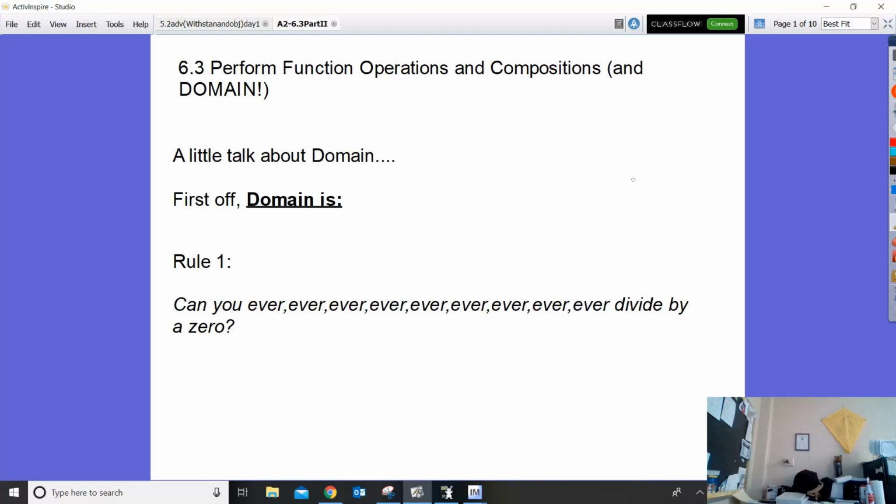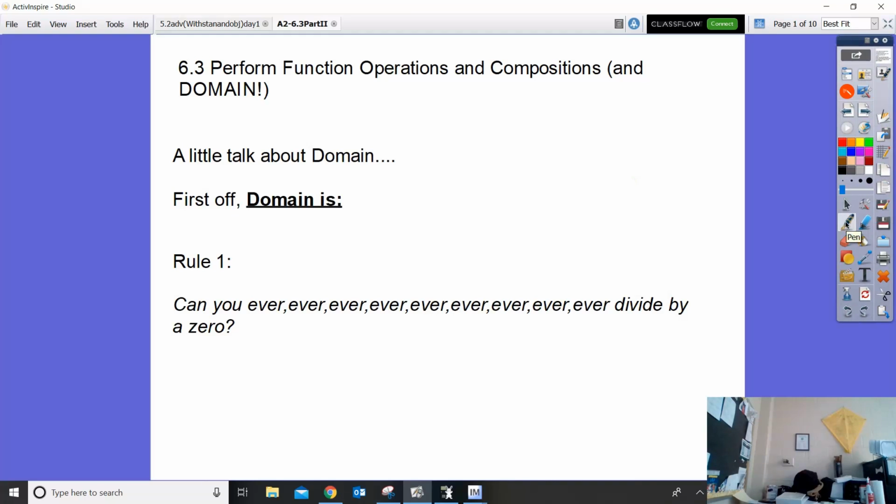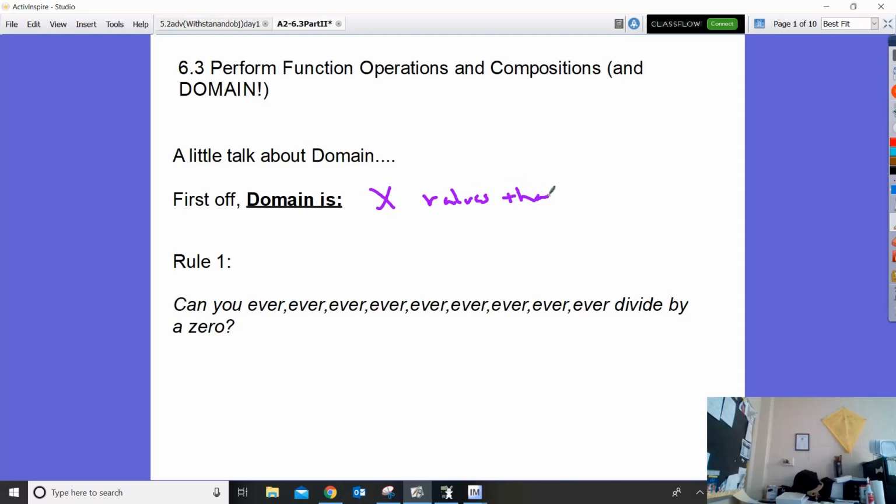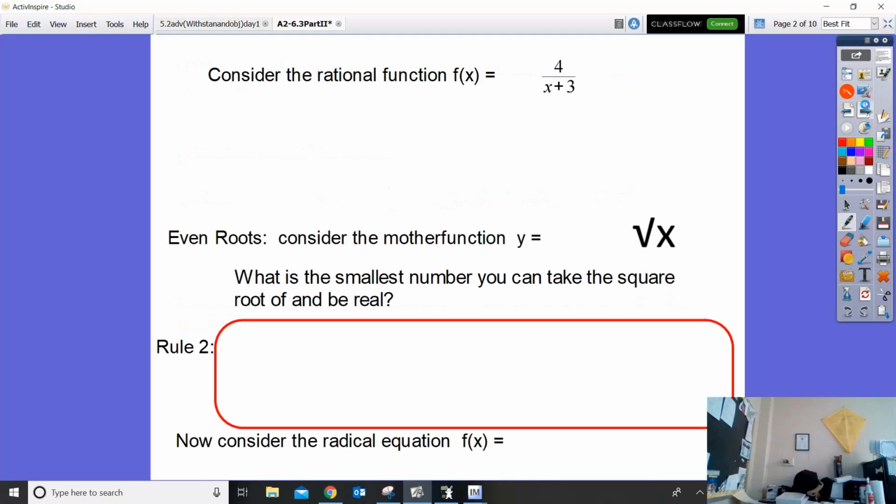So domain is X. Specifically, it's X values at work. X values at work. Let me talk about what I mean by X values at work. Let me just scroll through to an example.